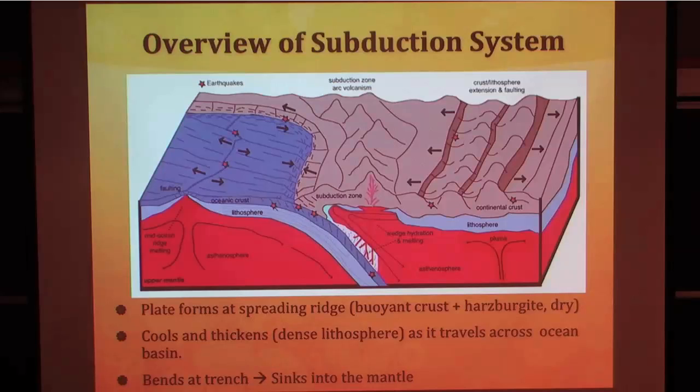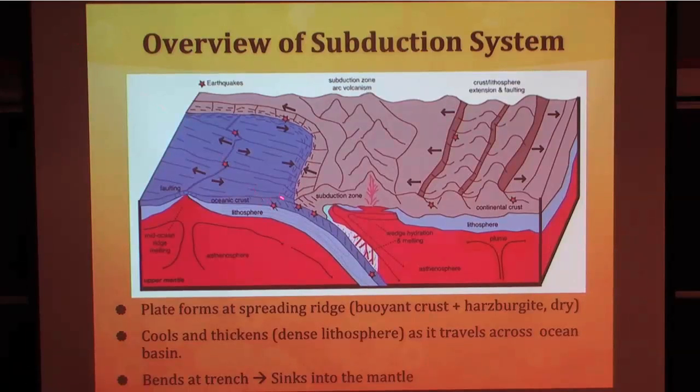Once the plate makes it across to the subduction zone, we know from our intro geology class that eventually it gets dense enough and it becomes unstable. We don't really know exactly how that happens. It will subduct underneath an overriding plate and eventually come into some shape that looks like this. At the trench, there's usually a little bulge that comes up, a flexural bulge of the plate that's called the outer rise.